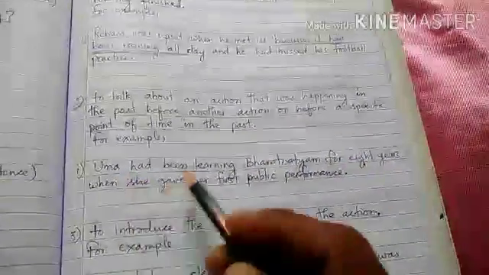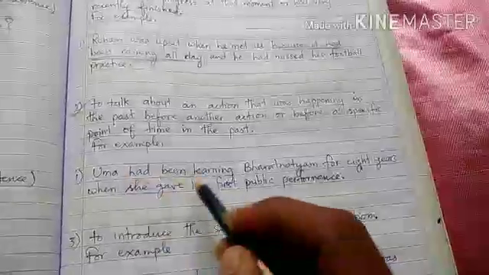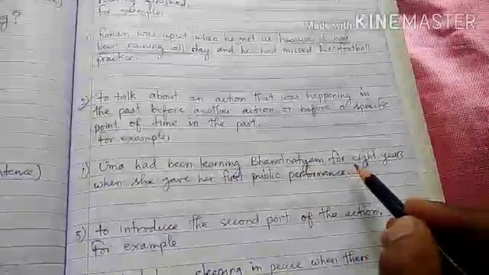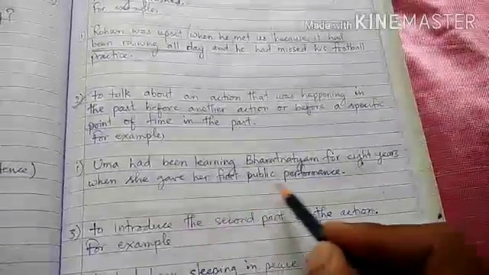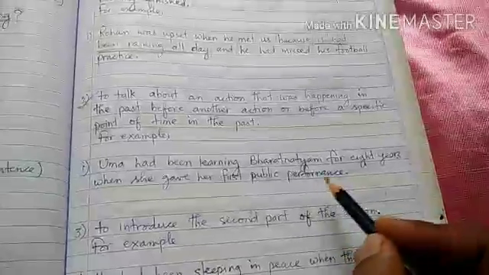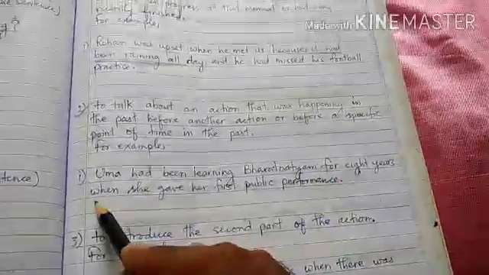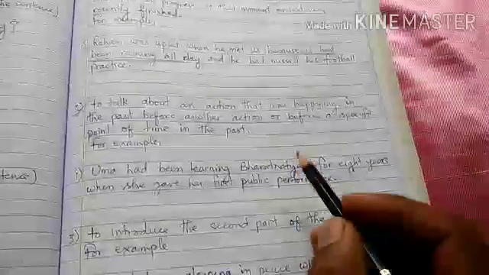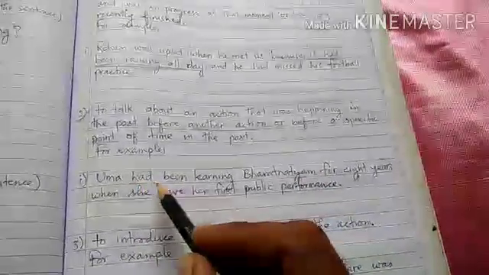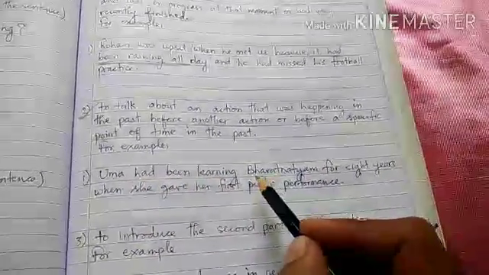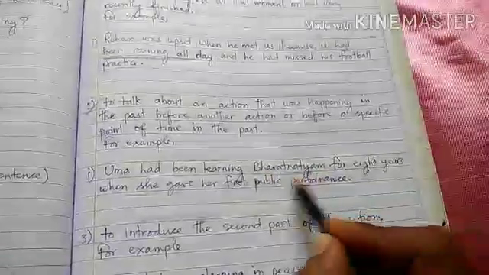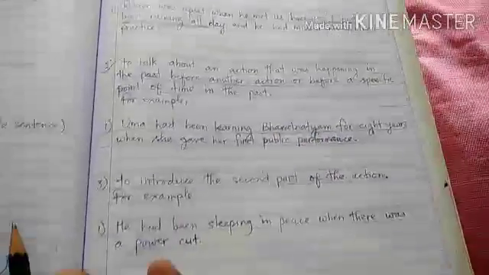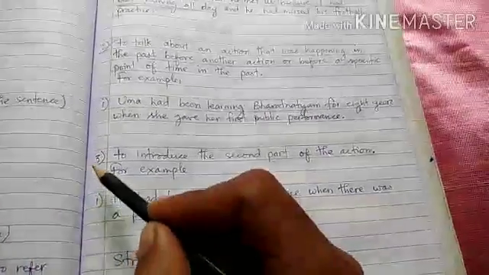Like, Uma had been learning Bharatnatyam for 8 years when she gave her first public performance. So here, before giving her first performance, it was her continuous 8-year practice of Bharatnatyam. Okay, so I hope you have understood.